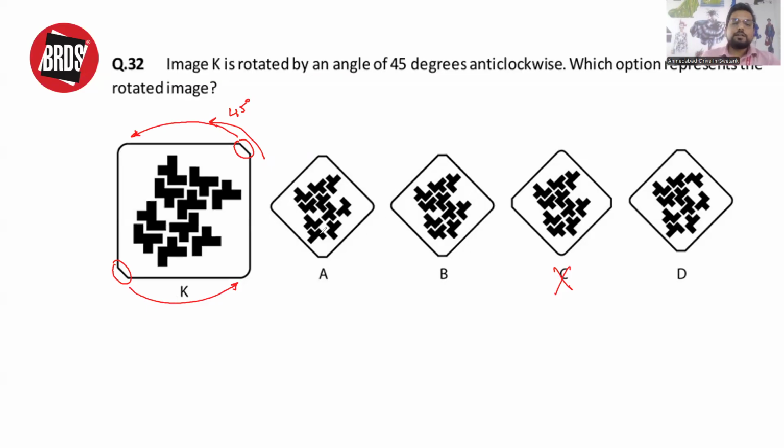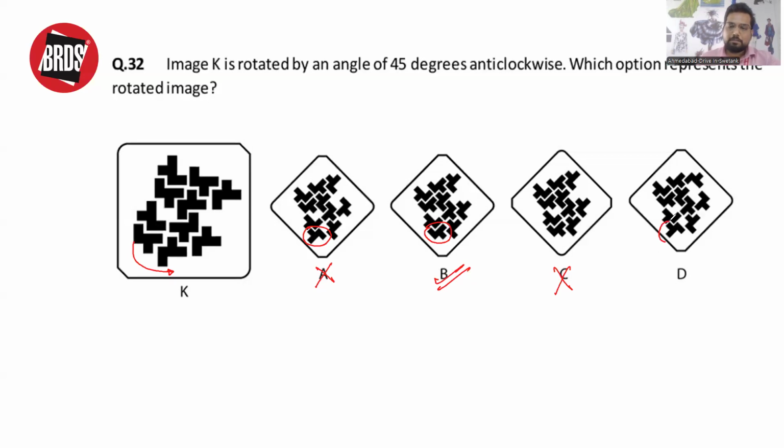Now, between A and B, like I discussed with the students in the classes, I told them that rather than focusing on the image, focus on the options and find the difference there. If I look at the difference between A and B, I will find that this element is different, because this would come at this particular point after being rotated. So by that one I can eliminate option A. I will be left with option B, and similarly we can eliminate option D also. We will get the answer as option B.